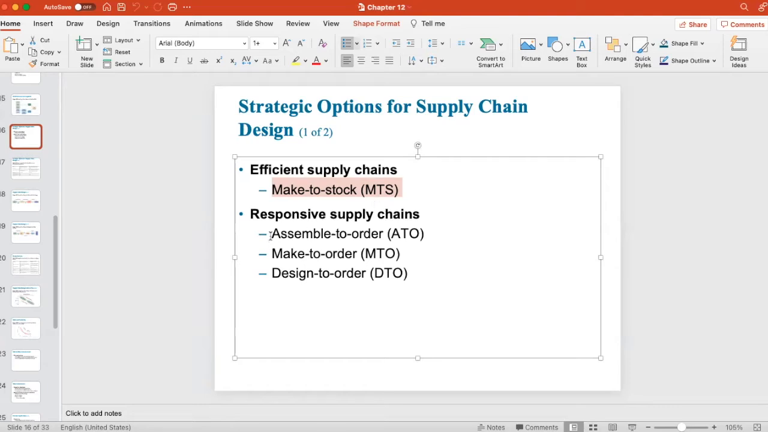Now let's move to the assemble-to-order model. In the assemble-to-order model, the decoupling point is a little bit farther away from the customer. In this type of model, normally when the customer orders this type of product or service, the product is currently still within the manufacturer's factory. Let me give you a quick example about the assemble-to-order model.